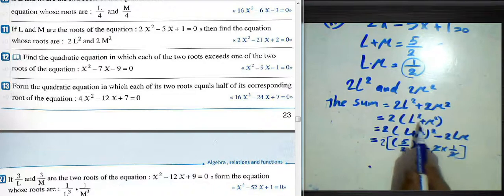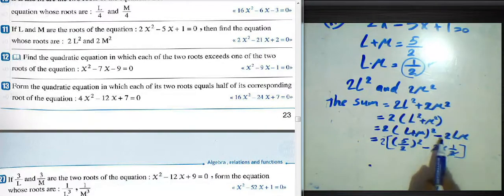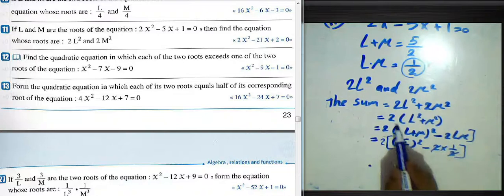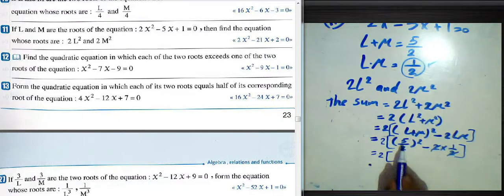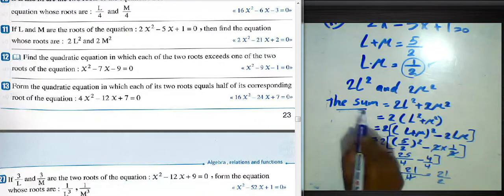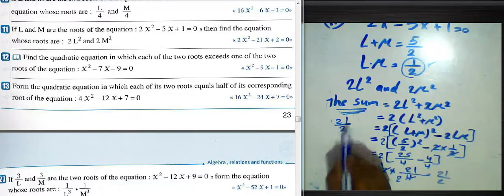We know α² + β² equals (α + β)² subtract 2αβ. We can write all this relation in brackets and then find the result. Multiply by 2. 5 squared equals 25 divided by 4. Subtract 1. We convert 1 to 4 over 4. So the result will be 2 multiplied by 25 minus 4 equals 21. We can cancel 2 divided by 2 is 1, and 4 divided by 2 equals 2. The result will be 21/2. So the sum will be 21/2.